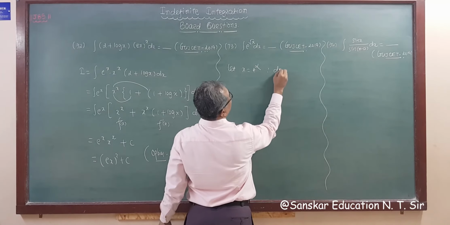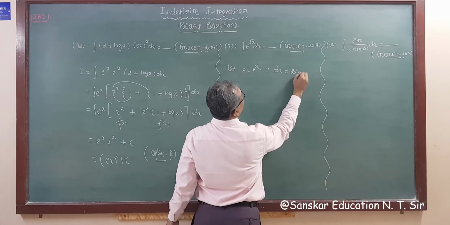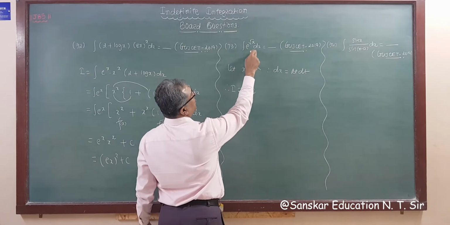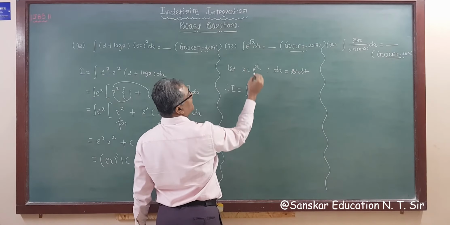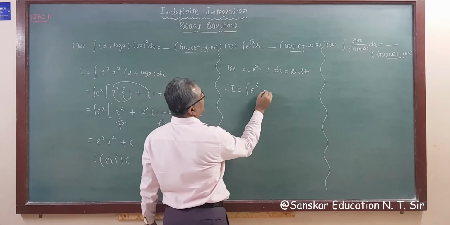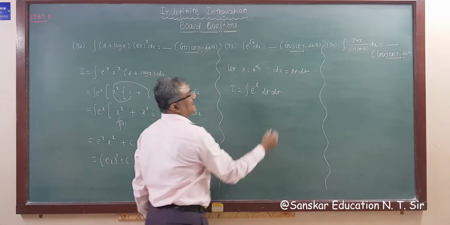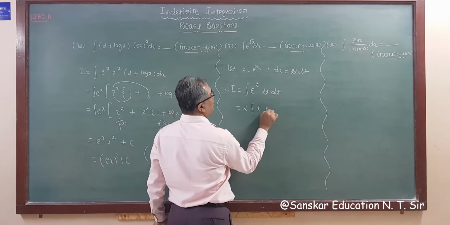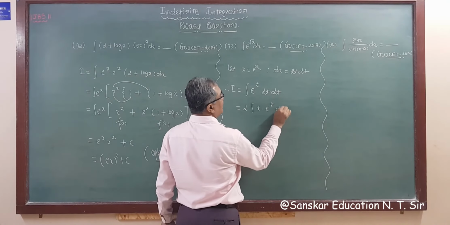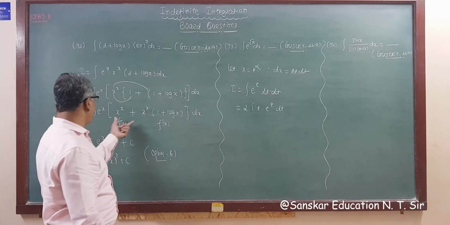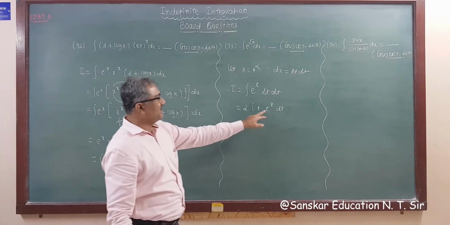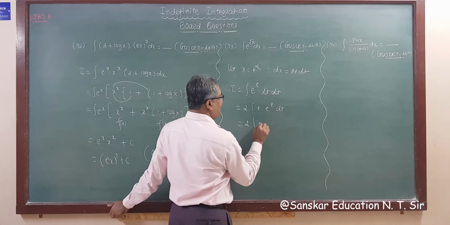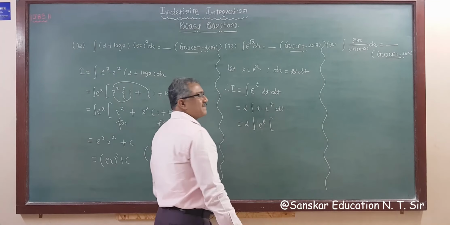So what is dx? dx is 2t dt, right? So I is equal to the integration of e raised to root x, which is t, so e raised to t, and dx is 2t dt. So this is 2 times the integration of t into e raised to t dt. If you want to apply this same formula, f(x) plus f'(x), then e raised to t is here. So I am applying that formula.